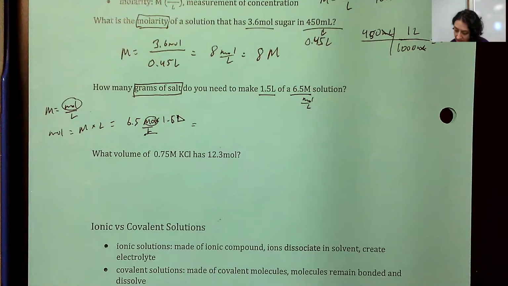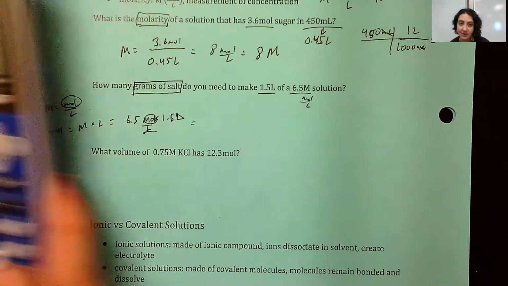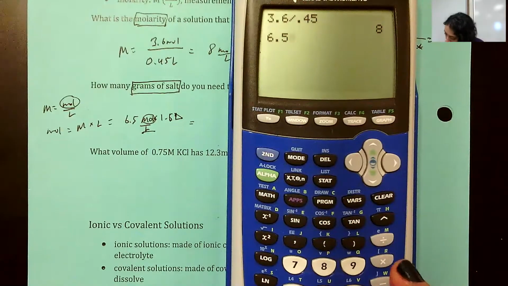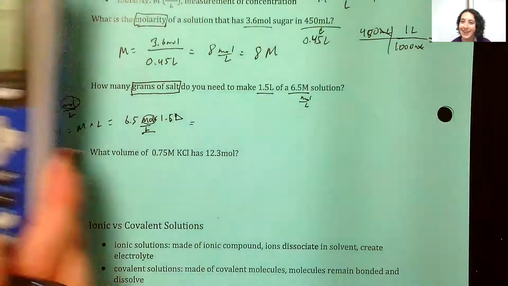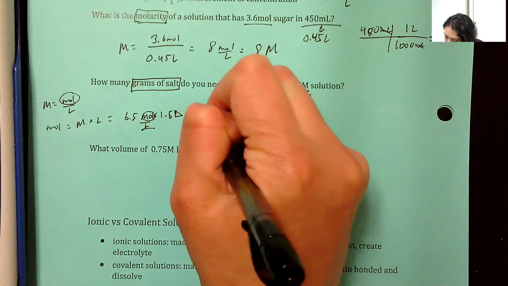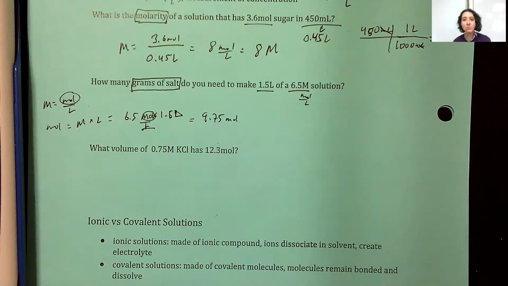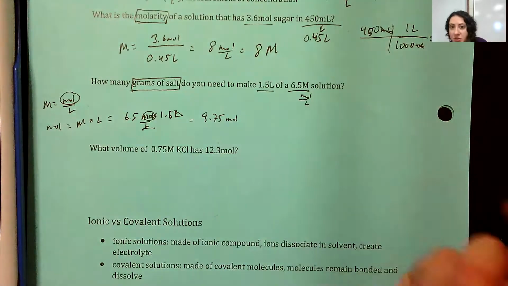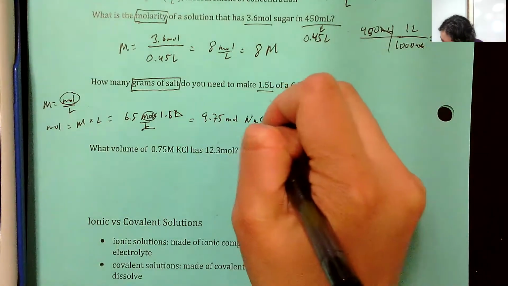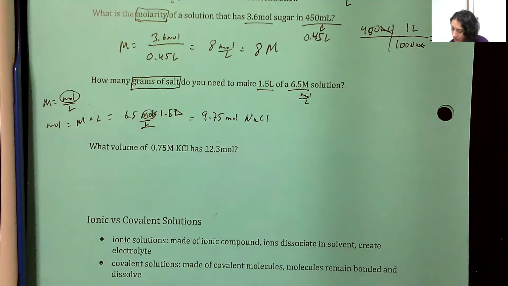So that's going to be 6.5 times 1.5, which is like 8 or something. No, it's 9.75. So that's 9.75 moles. So that is how many moles of salt we need to make 1.5 liters, which is quite a lot, of a 6.5 molar solution, which is pretty concentrated. And that's sodium chloride. So now we just need to convert moles to grams.